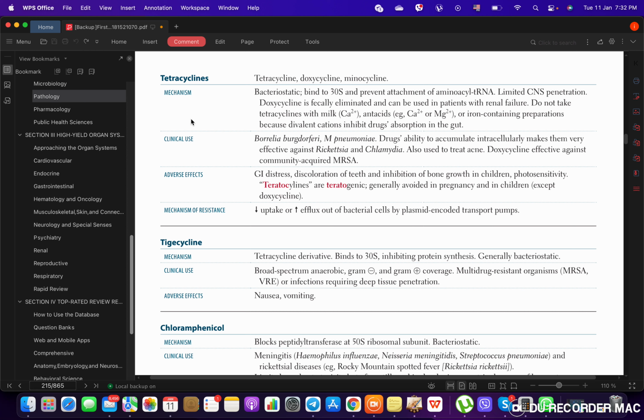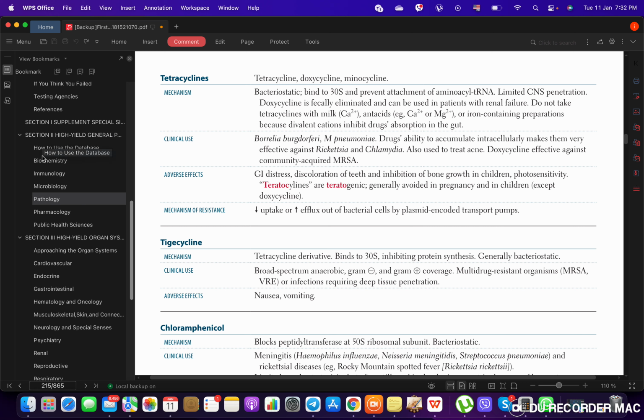Demeclocycline you never heard about because we'll learn it in endocrinology, not in antibiotics, because it has some side effect. So mechanism, they are bacteriostatic drugs, which means they do not actually kill the cells, they just halt their growth. And they bind to the 30S subunit and prevent the attachment of the aminoacyl tRNA.